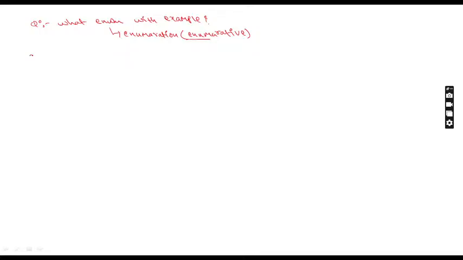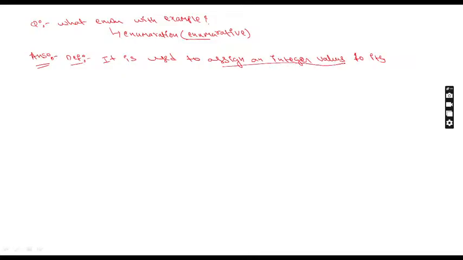Sir, tell me about this answer. If you get it in 2 marks, what are we going to write? You write the definition. So what is the definition? It is used to assign integer values to its constants. This is an important point. This is the definition of an enum.